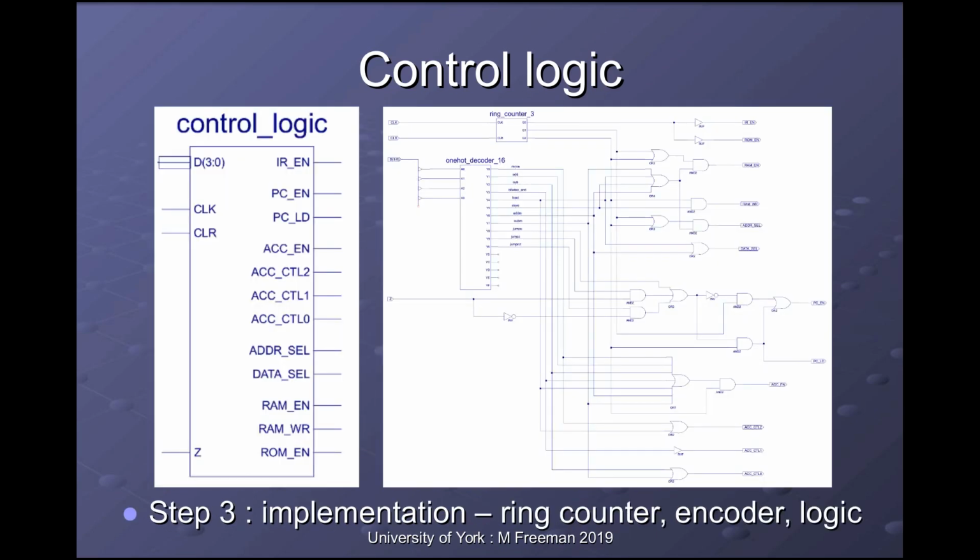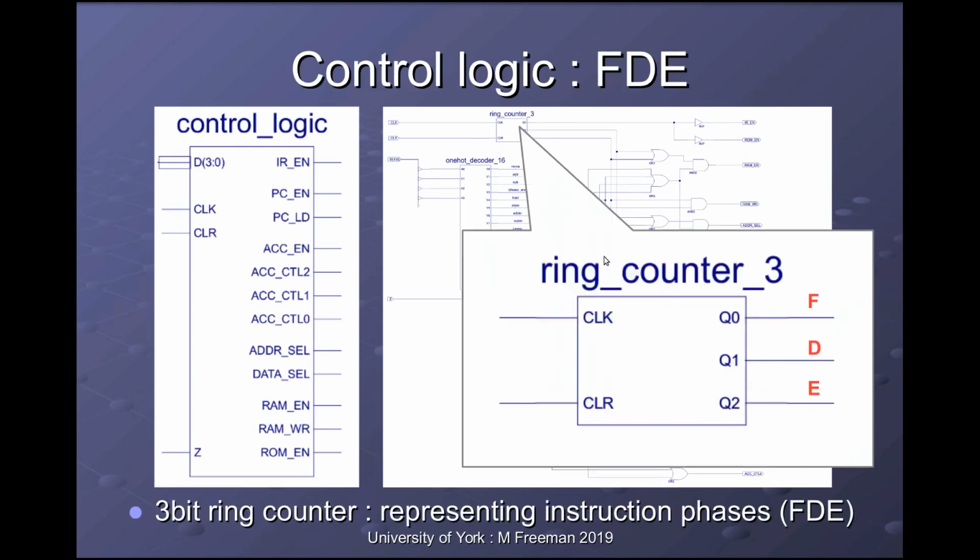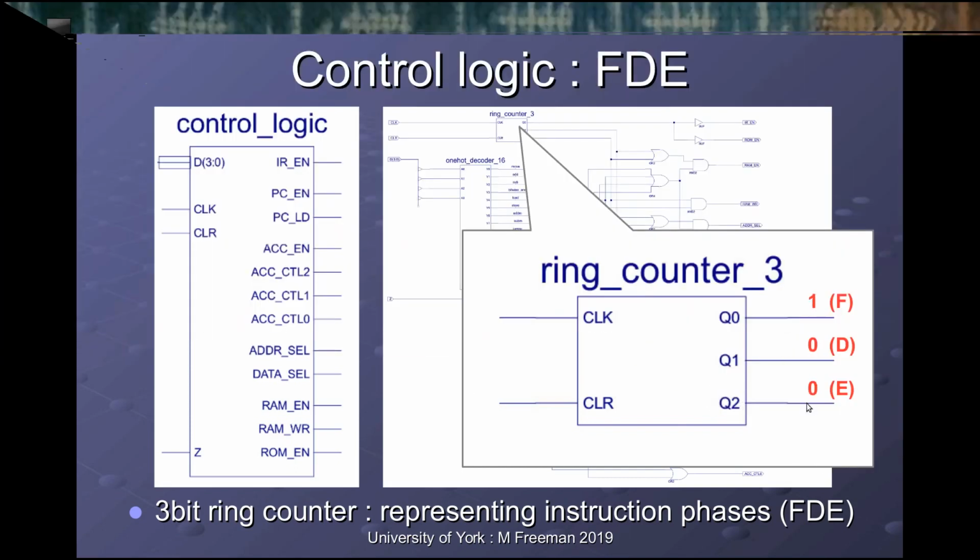We then had a look at the logic that will implement that truth table in that spreadsheet, and that's what you can see here. So first of all, we had our ring counter, and obviously the processor needs to know what state it's in. Is it in a fetch, decode, or execute phase? And that is represented as a 1 hot value with our 1 indicating our current active state.